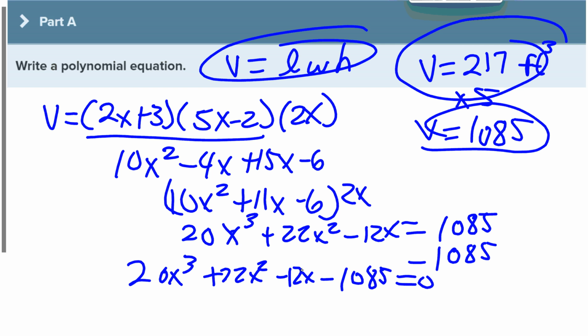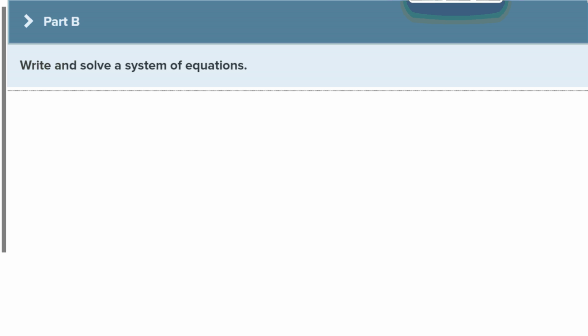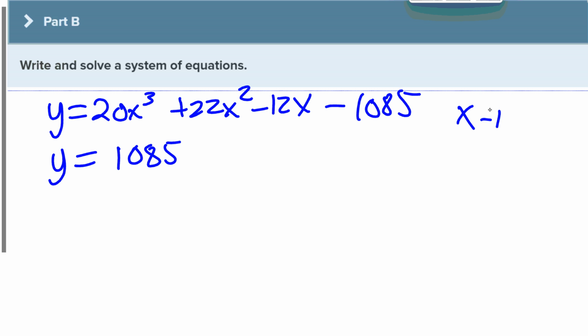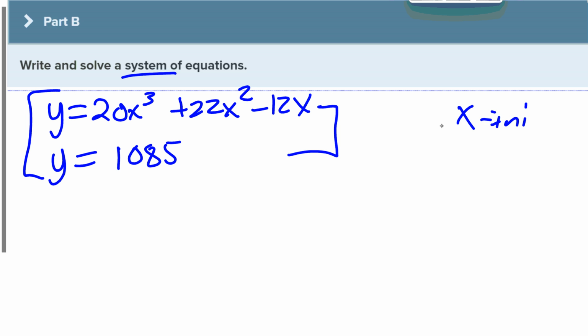So that's step 1, writing our polynomial equation. Now we want to write and solve it as a system of equations. We can write this as two equations: y equals the left side, 20x cubed plus 22x squared minus 12x, and y equals 1,085. Or you can put it as one equation, moving the 1,085 over, and look for the x-intercepts. But if I do it as two equations, then I'm looking for the intersection between these two. It does want a system, so I probably should have left it as two different equations like that.